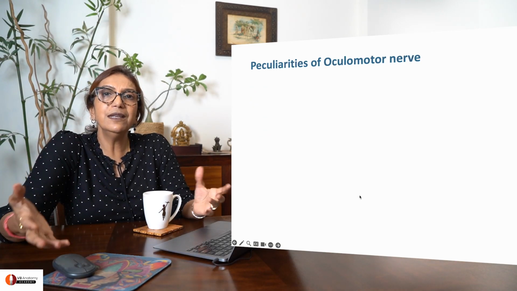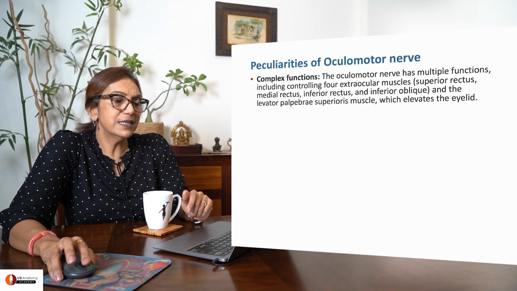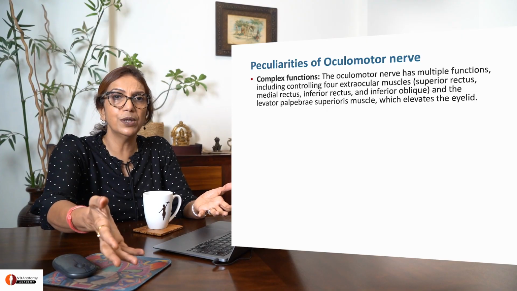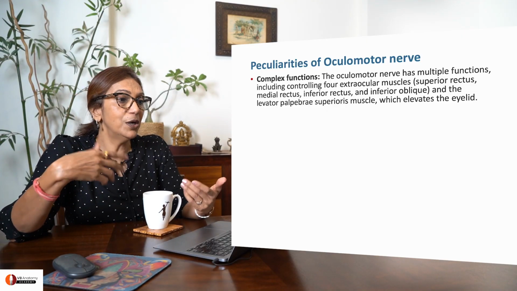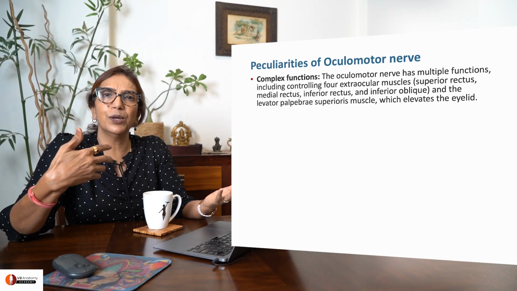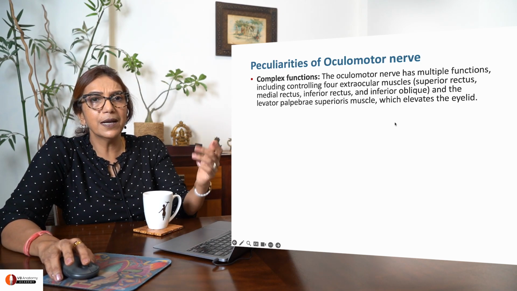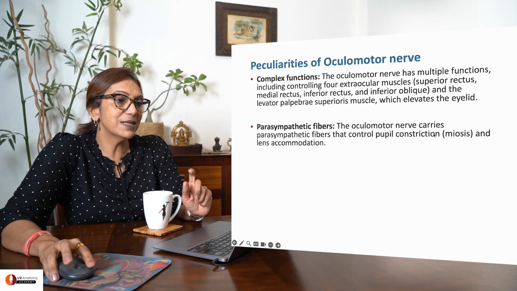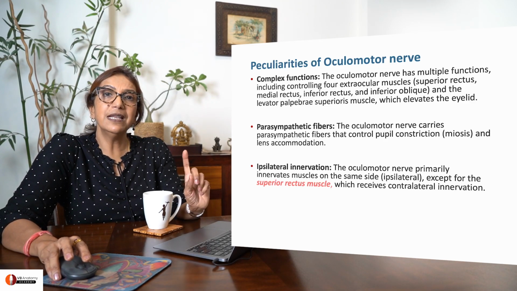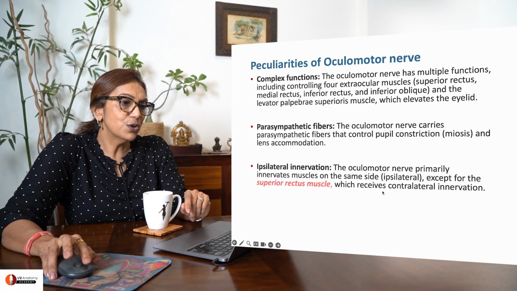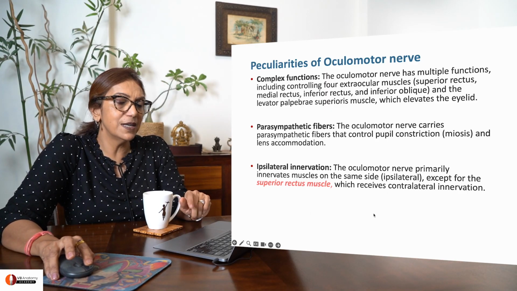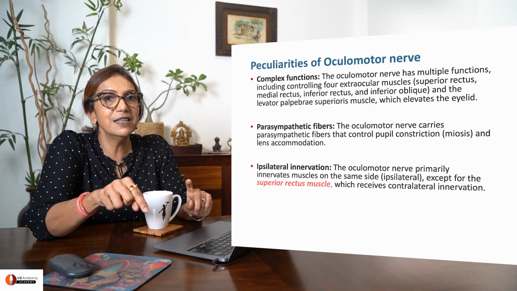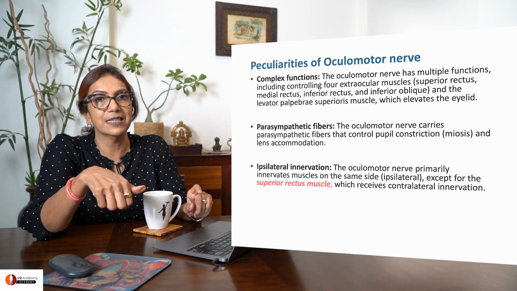What are the peculiarities of the oculomotor nerve? It's got complex, multiple functions. Not only motor supply to the muscles of the eyeball, but it also carries preganglionic parasympathetic fibers, for pupillary constriction, and so on. It has ipsilateral innervation. So, the oculomotor nerve primarily innervates muscles of the same side, but note, the superior rectus receives nerve supply from the opposite side cortex.